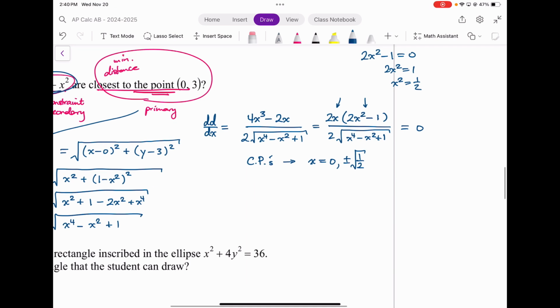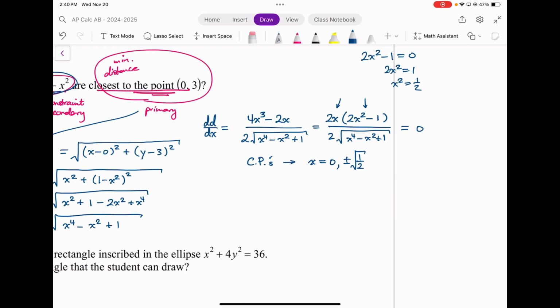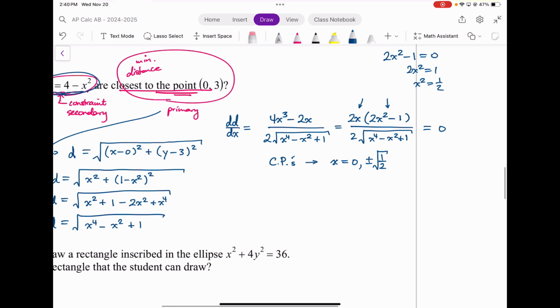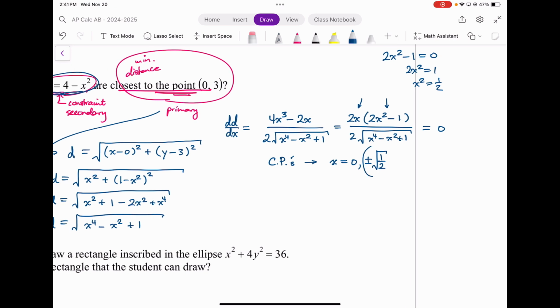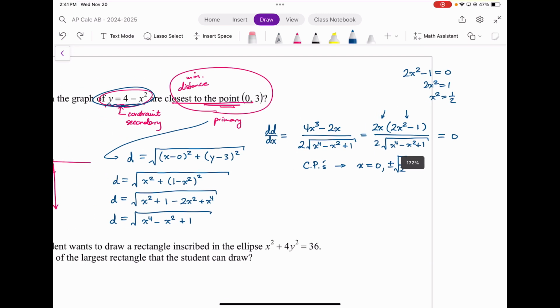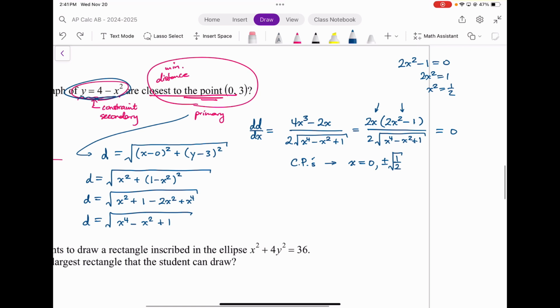Yeah, so that's where I'm getting that from. Now, we don't know if 0, 4 is closer or if the point here is closer. So let's do sort of a candidates test type thing, and let's find the distance for both of these places. So d of 0 equals the square root of 0 to the fourth minus 0 squared plus 1. So that's a distance of 1.